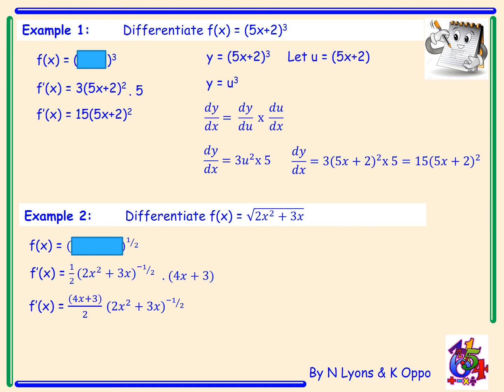Tidied up, that then gives me f dash x equals 4x plus 3 divided by 2 times your 2x squared plus 3x to the power negative a half. A bit more complicated. Okay, heading up for the exam standard now. Let's try some more.